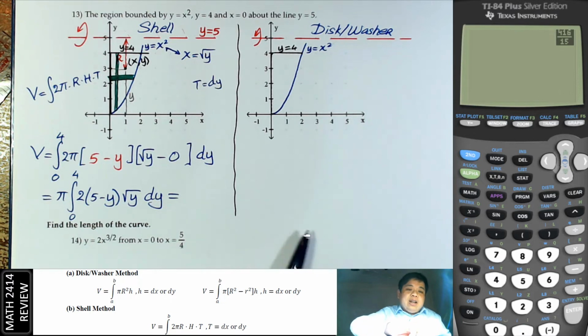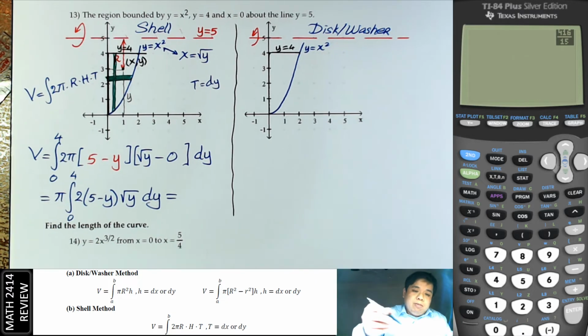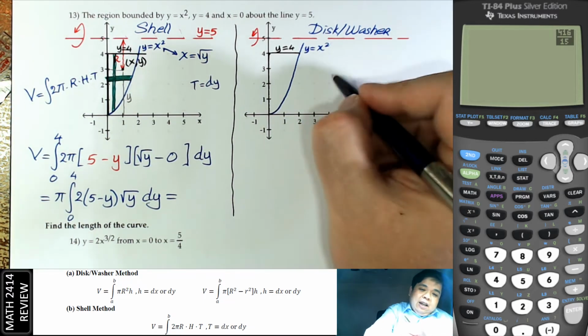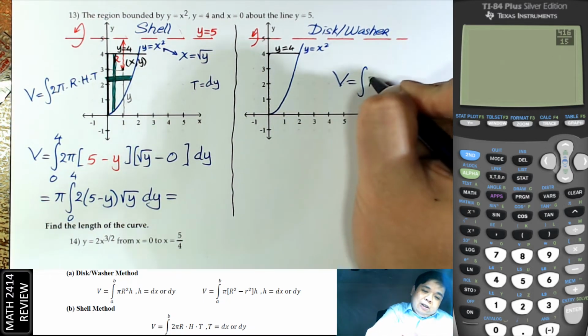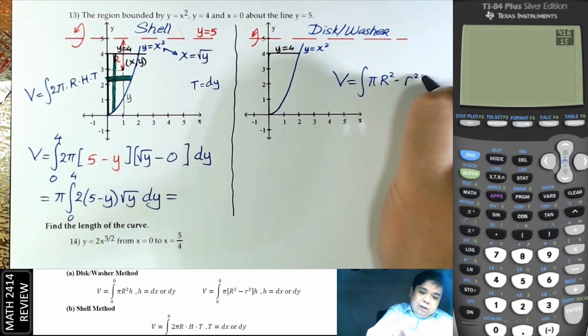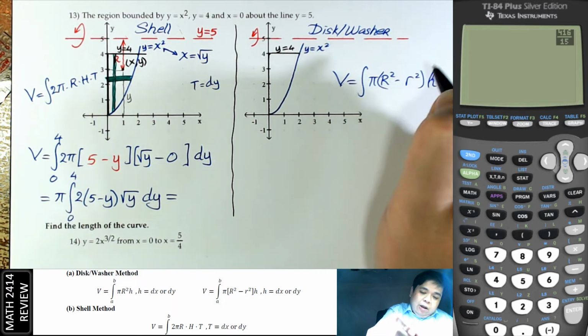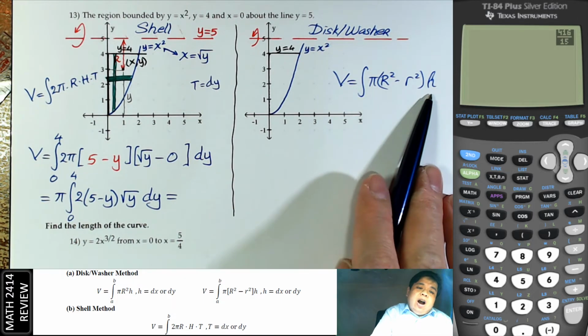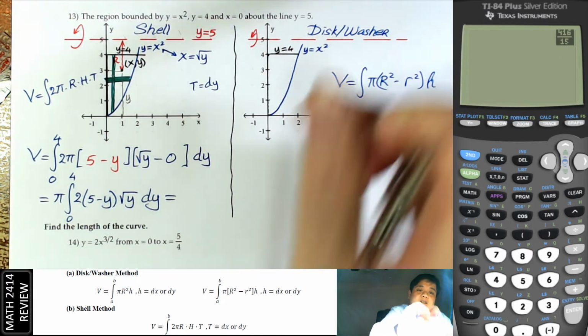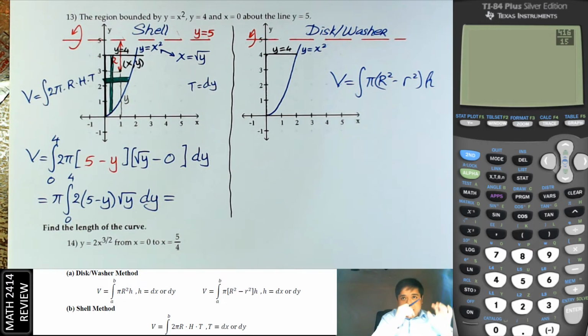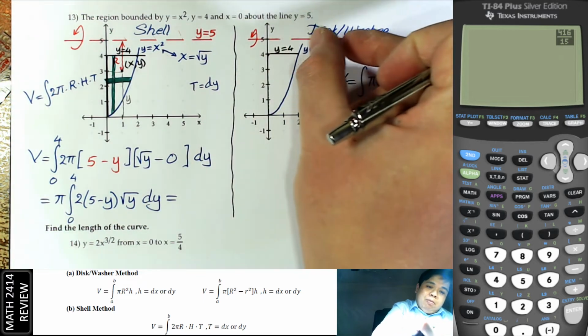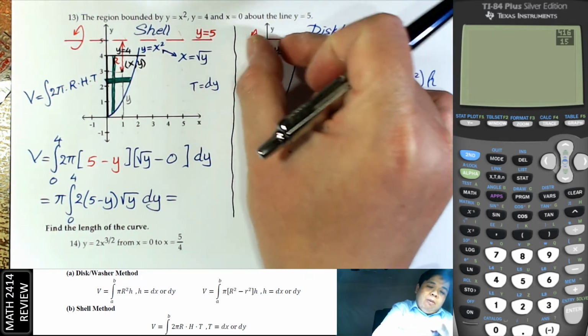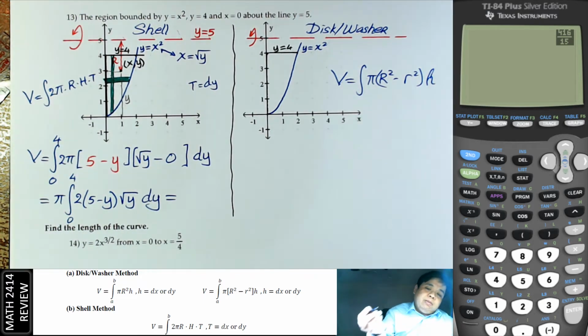Right, now let's do that for the dishwasher method. Now, the height. The height is always aligned with the axis of rotation. By the way, for the disk and washer method and the shell method, one of them is dx, the other one is dy. So this one is dy, this will be dx. And indeed it is aligned or parallel to the axis of rotation. So it's going to be dx.